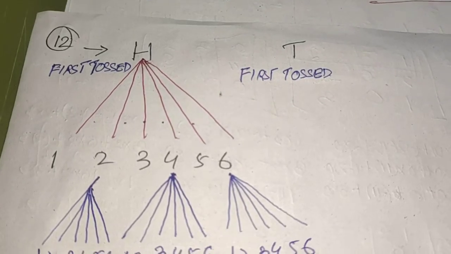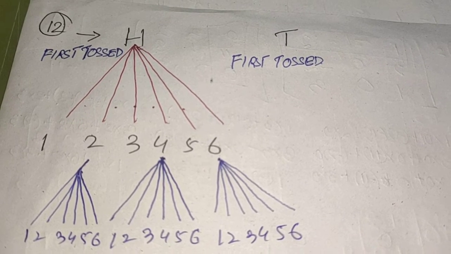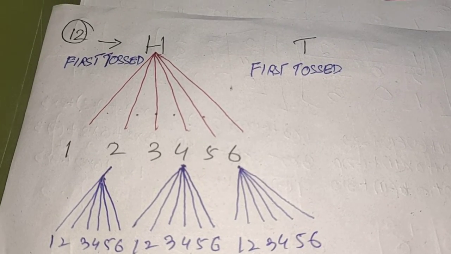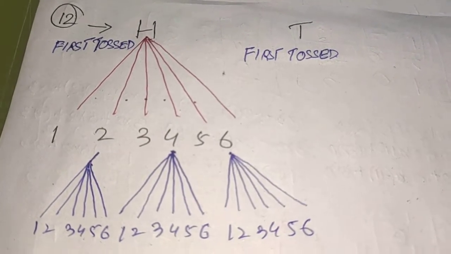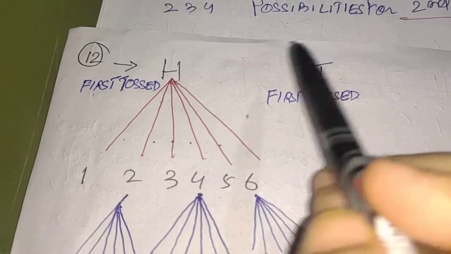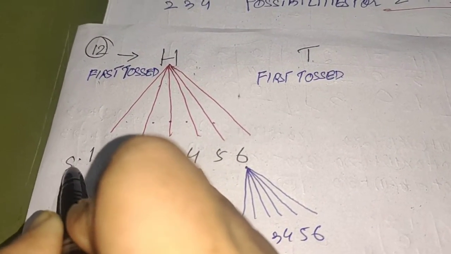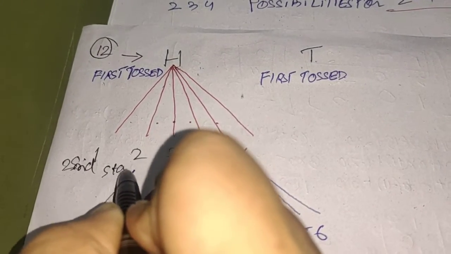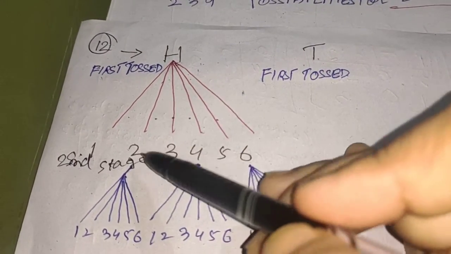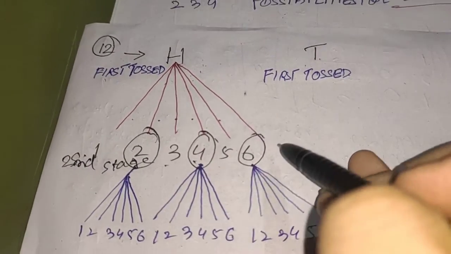Now question number 12 says that a coin is tossed. If the outcome is a head, a die is thrown. If the die shows an even number, the die is thrown again. What is the sample space? So a coin is tossed first. If head appears, then this is the second stage, a dice is thrown. And if the dice shows even numbers, we know that there are altogether 3 even numbers: 2, 4 and 6.